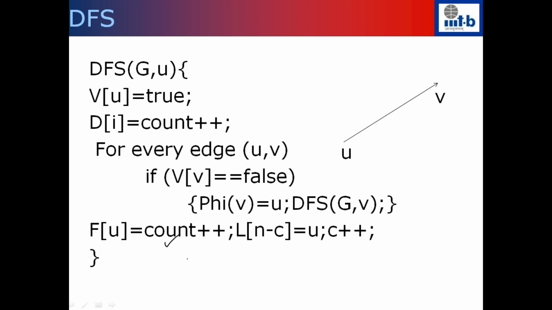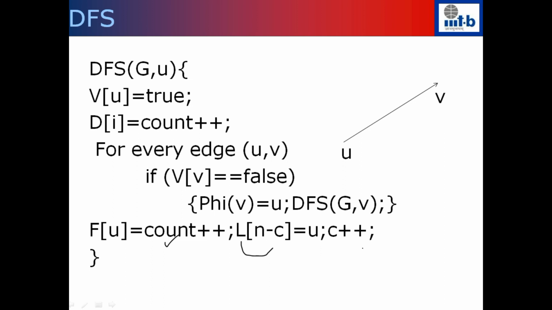Instead of creating a list, we can just create an array. The first vertex that is finished is stored in L of n minus 1. The next vertex that finishes will be stored in n minus 2, and so on. The last vertex that finishes will be stored in L of 0. So when you do this, L will give you the reverse order in which the vertices have finished. In other words, the last vertex that is finished will be in the beginning of the array, and the first vertex that is finished will be in the end of the array.